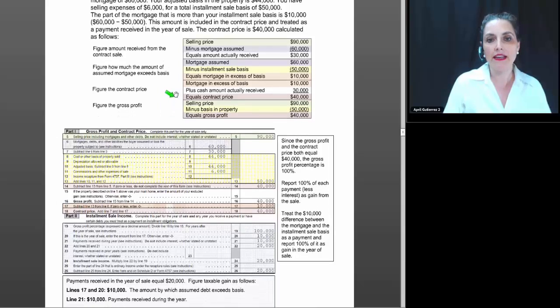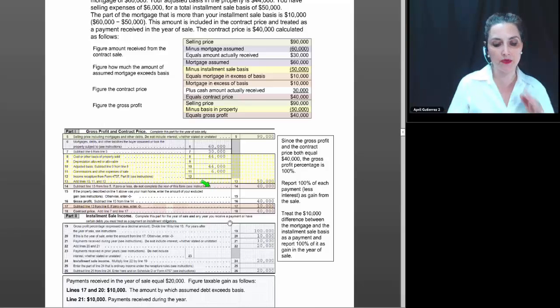We then add in any cash payment that was actually received for the year, which was $30,000. So the total payments being received for the year are $40,000. And ultimately what that means is that the gross profit percentage is 100%. And 100% of the payments received during the year are going to be taxable, as well as the difference between the basis and the mortgage, which is $10,000.